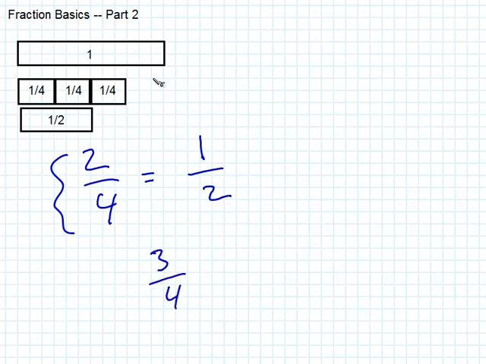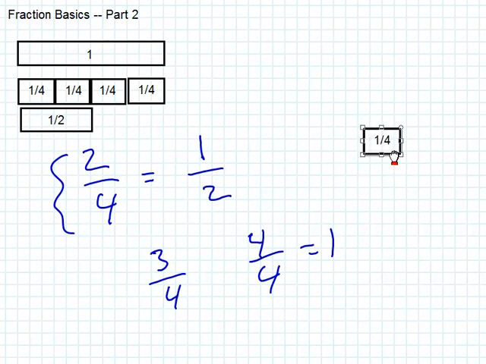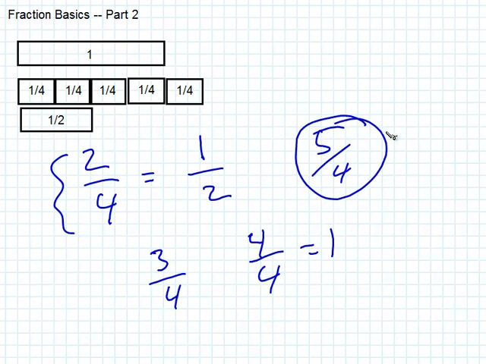There's 3/4, and if I put down another one, here is 4/4, and notice that 4/4 is the same thing as 1. Okay, if I keep going, here's 5/4. That would be 5/4. You can tell that's bigger than 1 because the 5 is bigger than the 4.